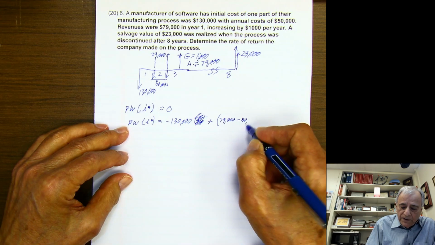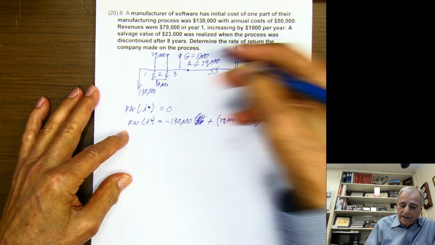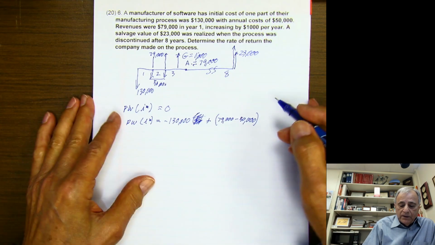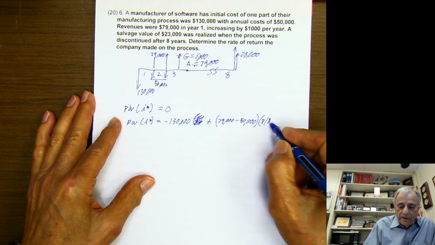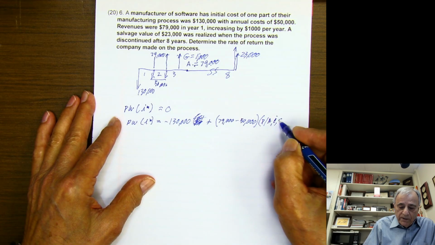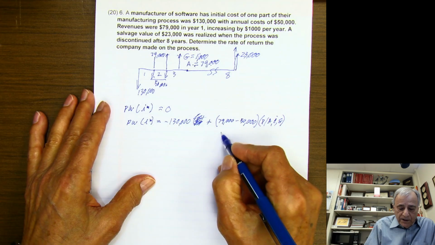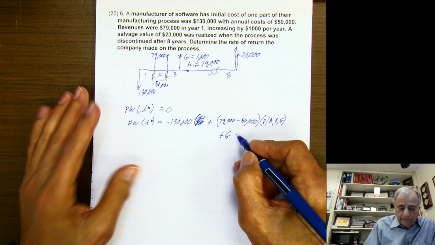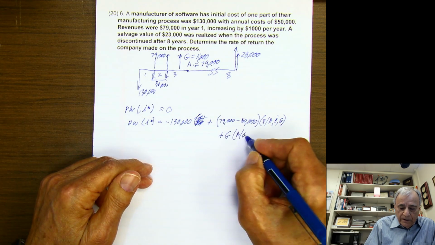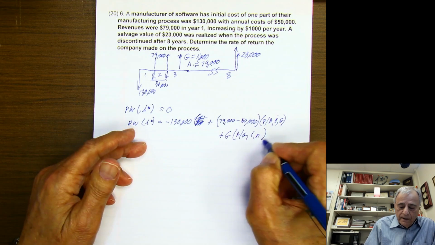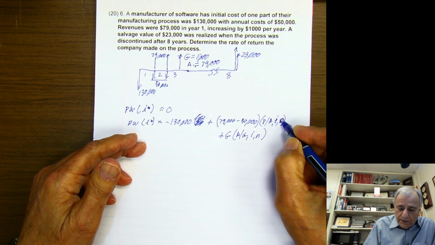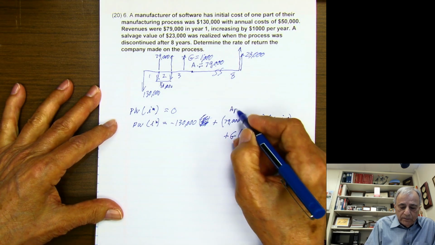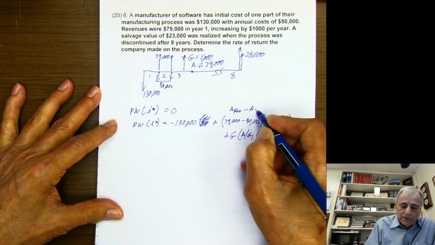That's a uniform series right there. That's an A, a net A of 29,000, and then you get the G because that's going up. So this is going to be P given A, some rate for 8 years. And then finally you get the G series, G times A given G, I, and N is 8 again. So I'll put the generic number N there. And I could put A revenue minus A cost here.